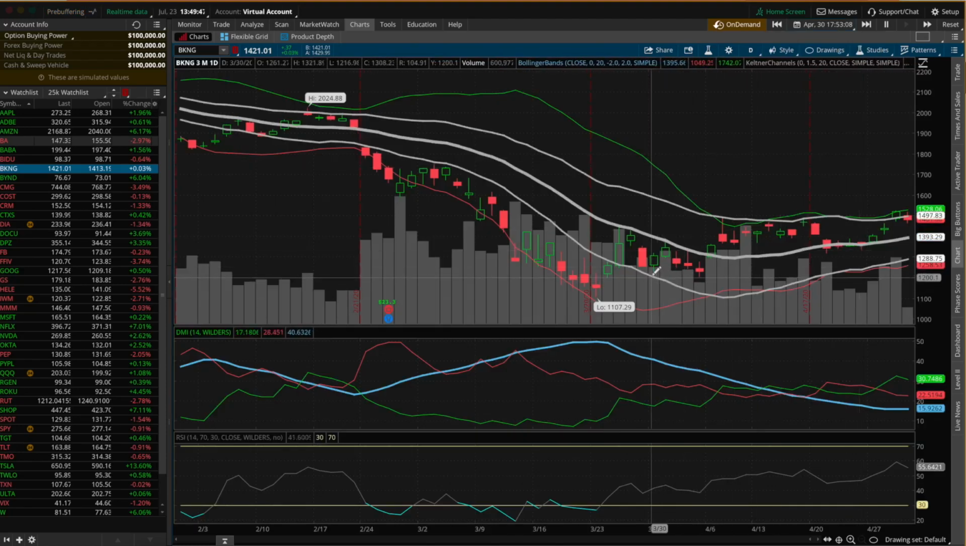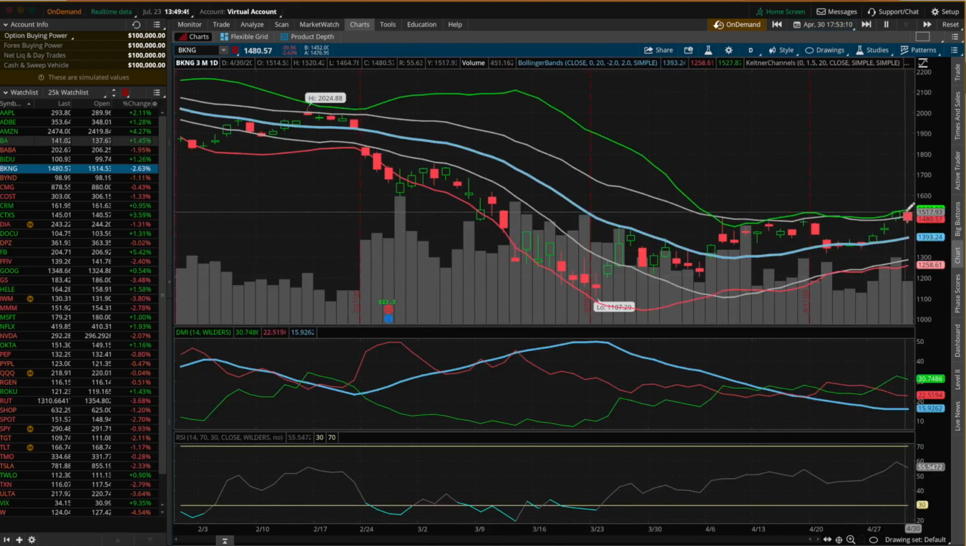So we had put on the trade here. BKNG is almost at 1500, which is 300 points above. We only needed a $5 or $10 move, so it would have been a 100% profitable trade.